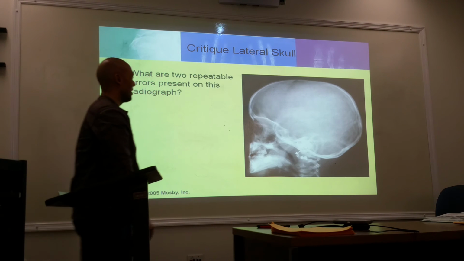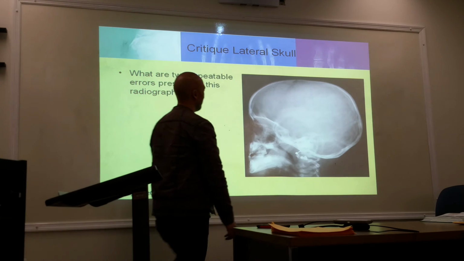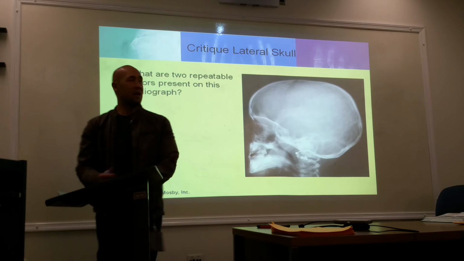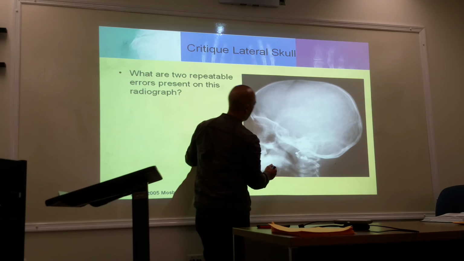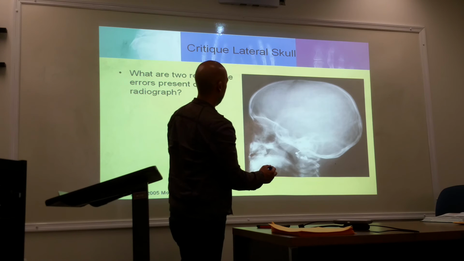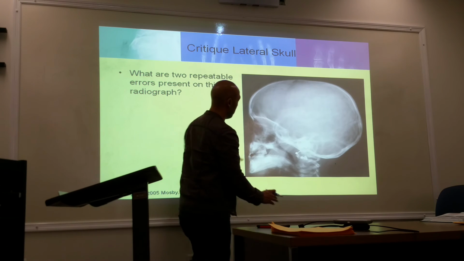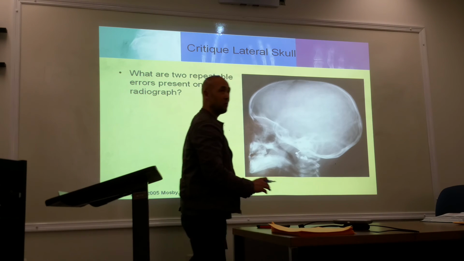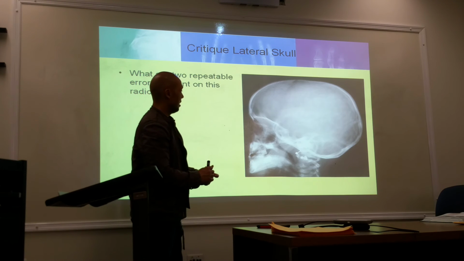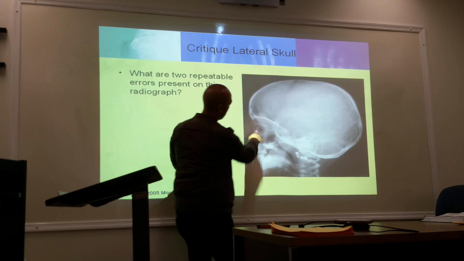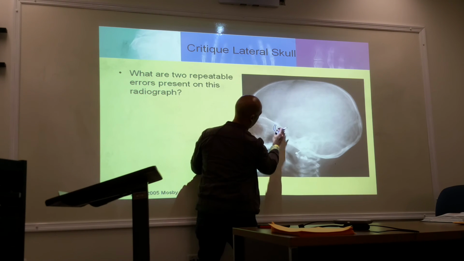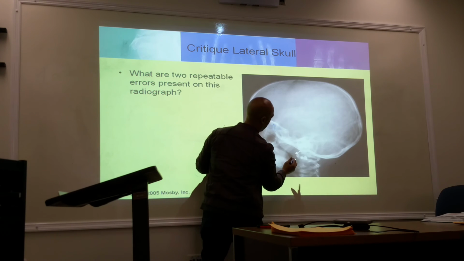Lateral skull. What's wrong here? Okay, motion. Where's the face? So there is some motion. What else are we seeing? Two holes. Do we see two holes? There's one dorsum sellae right over here. What's this here? Earrings.